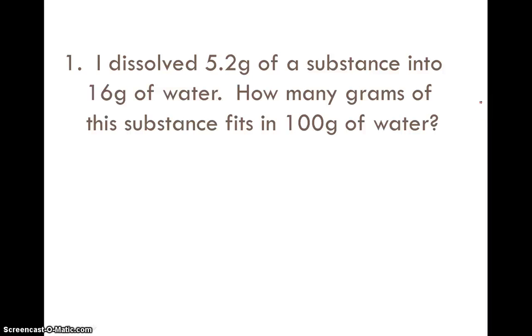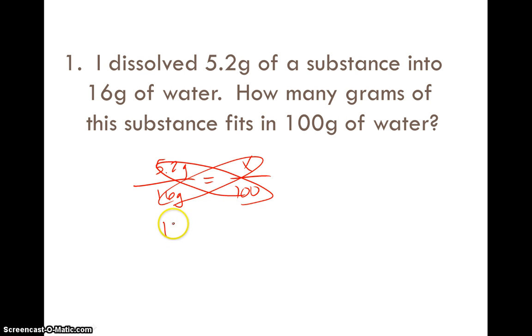With solubility, the nice thing is we can use proportions to solve problems like this. For example, if I'm in the lab and I know I can make 5.2 grams of a substance dissolve in 16 grams of water, I can figure out how much that would be in 100 grams of water using a proportion. So I would take what I know, which is my 5.2 grams of solute dissolves in 16 grams of my solvent, and I'd set it equal to x over 100. And I solve by cross multiplying.